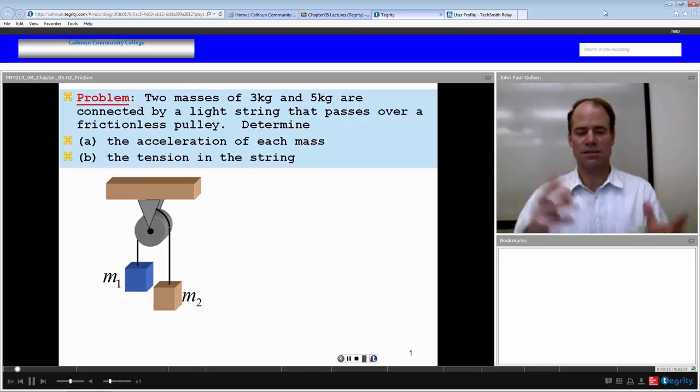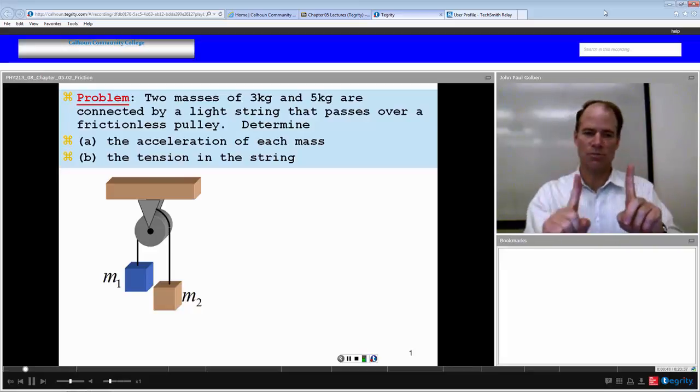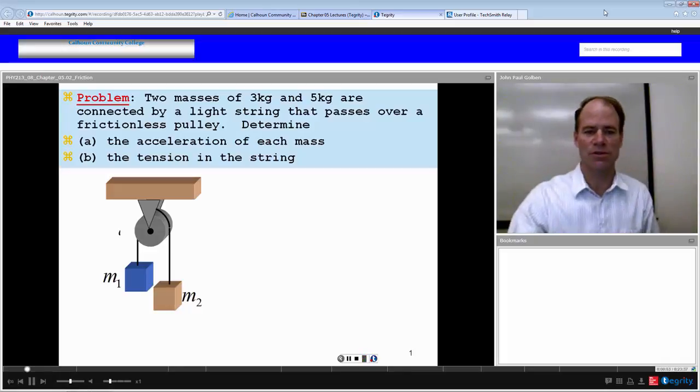Alright, so we have two masses, 3 and 5, and they're connected together, and we know that the string is going to be taut, so there's going to be tension pulling inward on both ends of the string. So mass 1 is going to have tension pulling up, and mass 2 is going to have tension pulling up on it as well. The tension will be consistent all the way through this string.